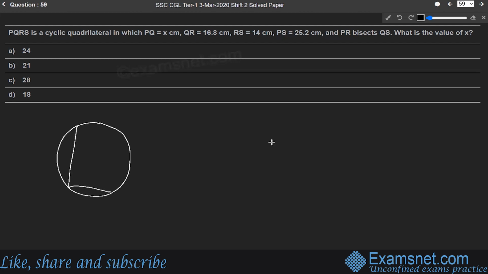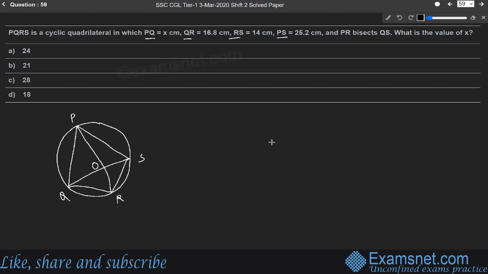And what is the name of the quadrilateral? The name is PQRS, as it is mentioned in the question. The different sides are PQ, QR, RS, and PS. It means the quadrilateral is P, Q, R, and S. Now let us make the diagonals. And you can see that the diagonals bisect each other at this point. So let this point be O. So this is a cyclic quadrilateral.